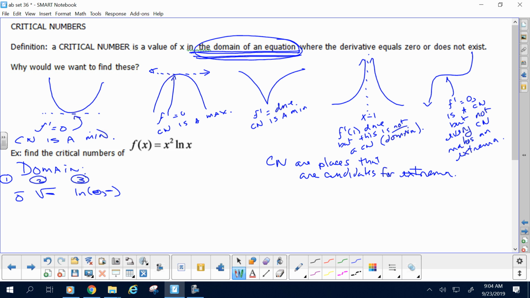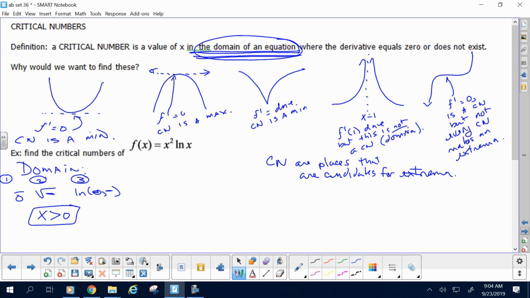Why not log of negative 2? Why can't you? Just because somebody told you so and you just follow directions? Why not? Well, this is saying e to some power equals negative 2. What power can you take e to get a negative? You cannot. It's just not possible. There is no log of a negative or 0. You couldn't take e to a power and get 0 either. So in this case, x must be greater than 0, right?